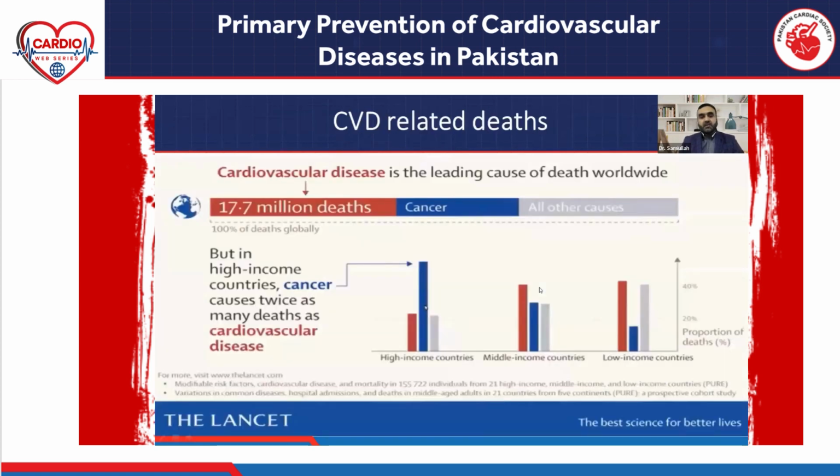We'll look into it in a bit more detail in this slide. If you see, in the high income countries it's cancer which is the leading cause of death, while in the middle and low income countries it's cardiovascular disease, in red, which is the major cause of death. So we need to worry more about atherosclerotic cardiovascular disease as compared to other diseases.